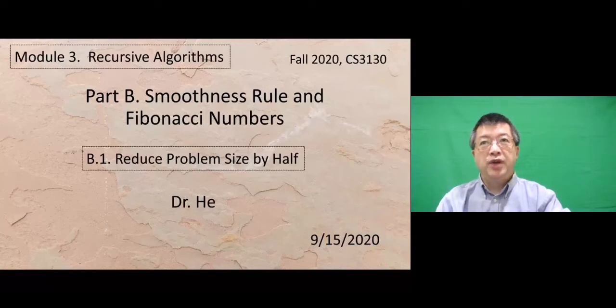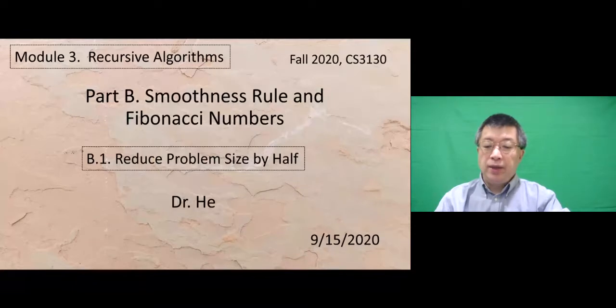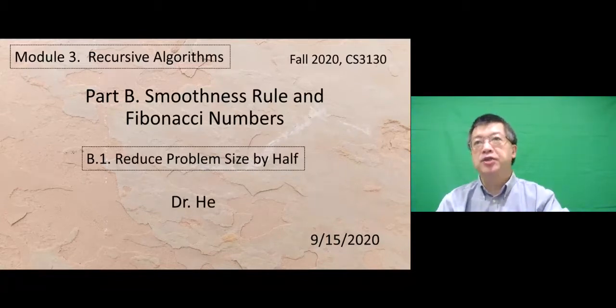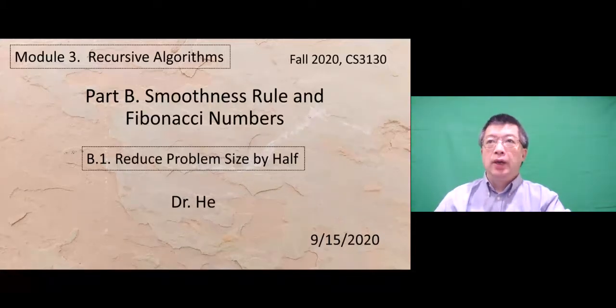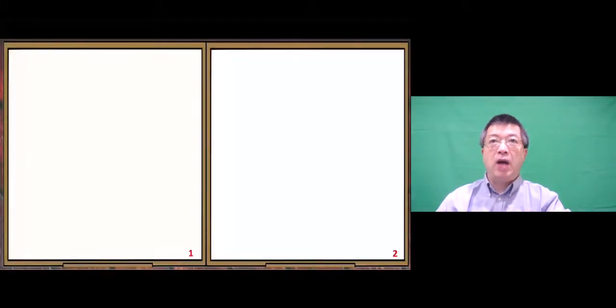Okay, we start a new topic. Part B, smoothness rule and Fibonacci numbers. Part B.1, reduce problem size by half. All right, first, let's look at the problem.